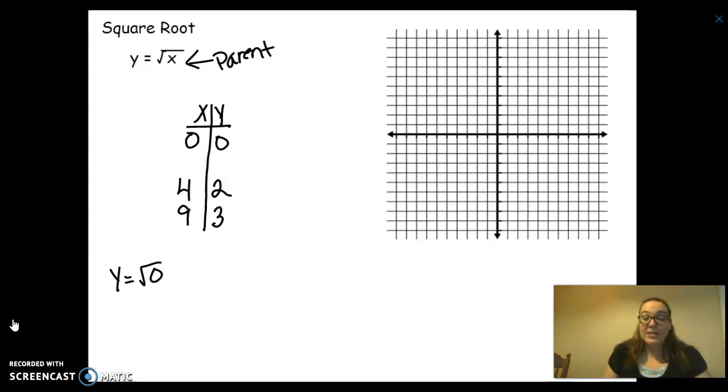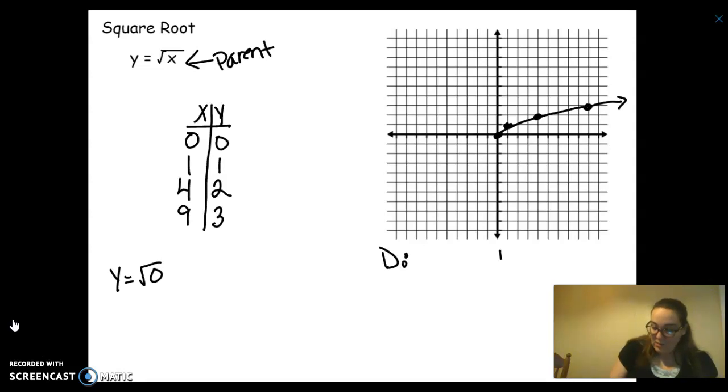I could keep going to 16, I could go to 25, but that gets a little bit big. I want something that's between that 0 and 4. Well, 1. Square root of 1 is 1. And if I graph those ordered pairs, I end up with a graph that looks just like this.